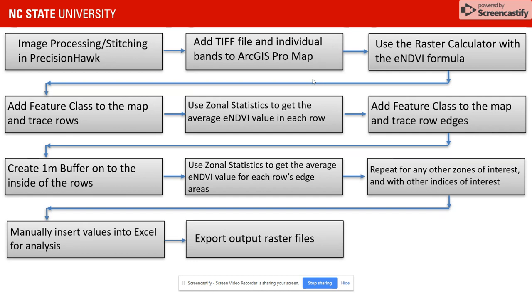I used the zonal statistics to get the average ENDVI value for each of those rows, and then added another feature class in order to trace the row edges, created a 1 meter buffer to the inside of the rows, and then used the zonal statistics tool again to get the average ENDVI value for each 1 meter row edge. Then this could theoretically be repeated for any other zones of interest in the field that you're interested in analyzing for variability, as well as with any other indices that you're able to calculate.